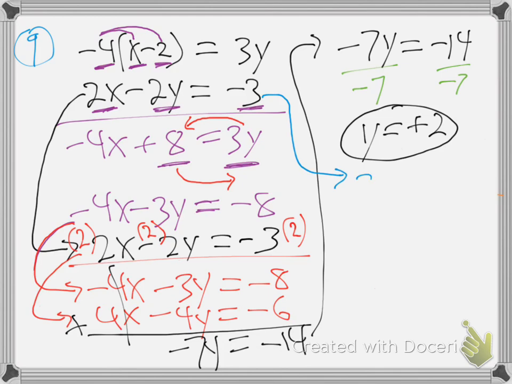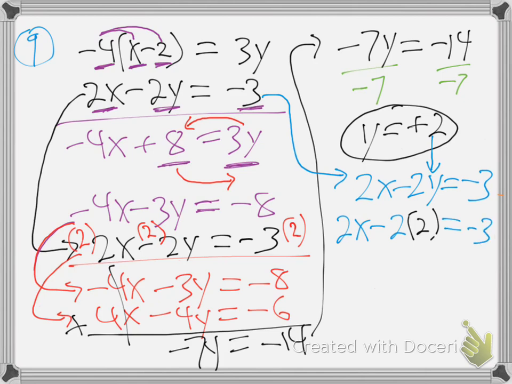So I'm going to grab the second one. 2x minus 2y is negative 3, and plug in the 2 right there for y. So that'll be 2x minus 2 times 2 equals negative 3. Okay, I'm kind of running out of room on that one. This is a long problem.